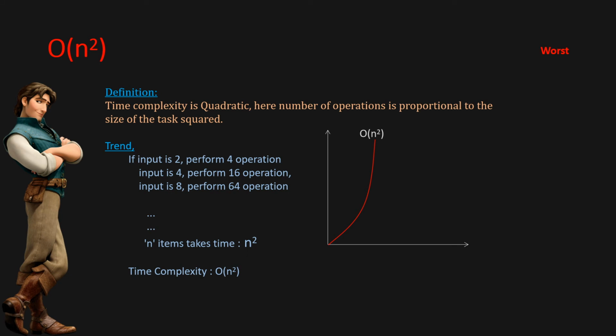O(n^2). In O(n^2), the time complexity is quadratic. Here the number of operations is the square of the number of inputs. If we check the trend, it is like this: if input is 2, perform 4 operations. If input is 4, perform 16 operations. If input is 8, then it is required to perform 64 operations. Likewise, if there are n inputs, it will take n^2 operations. Such a progression has time complexity of O(n^2).